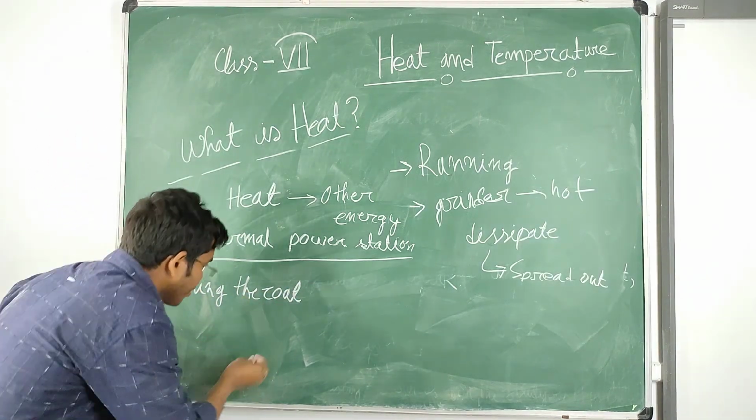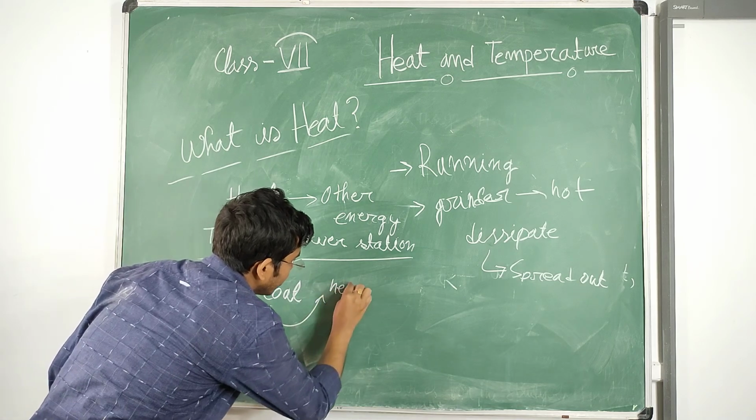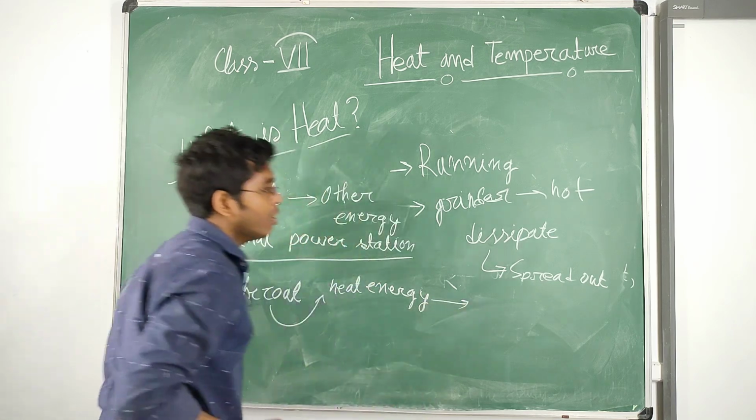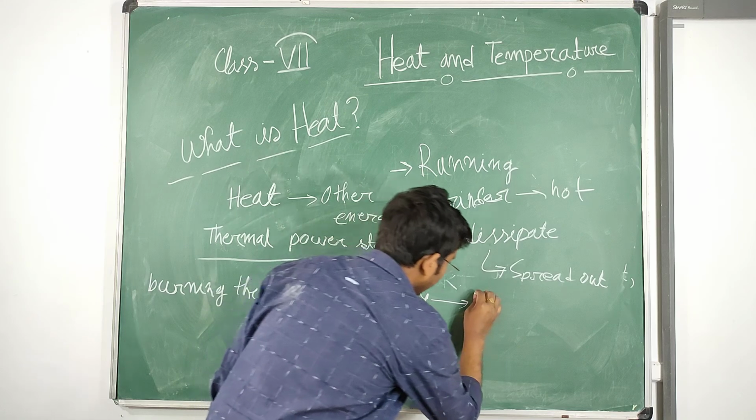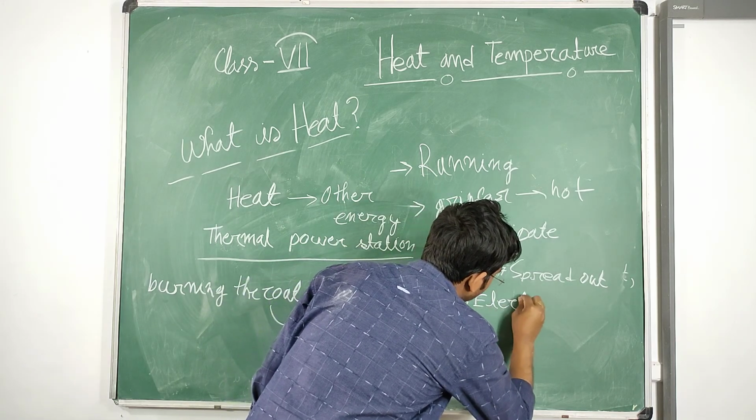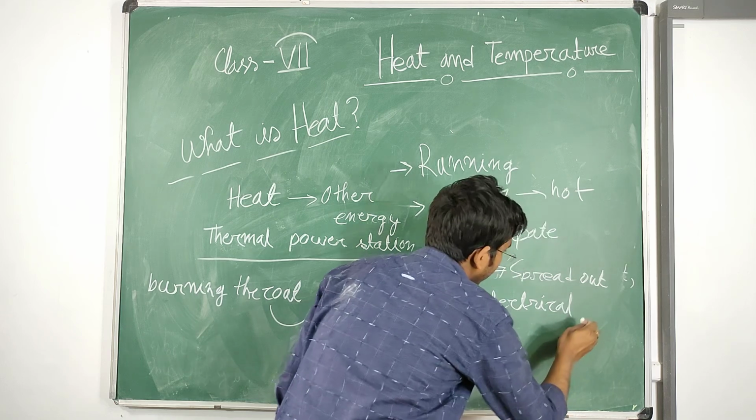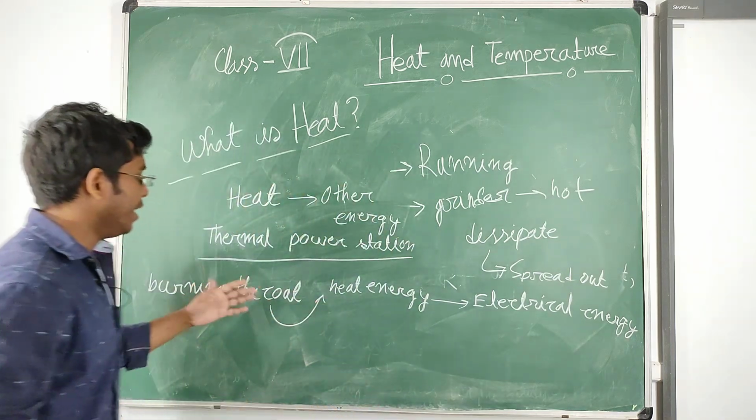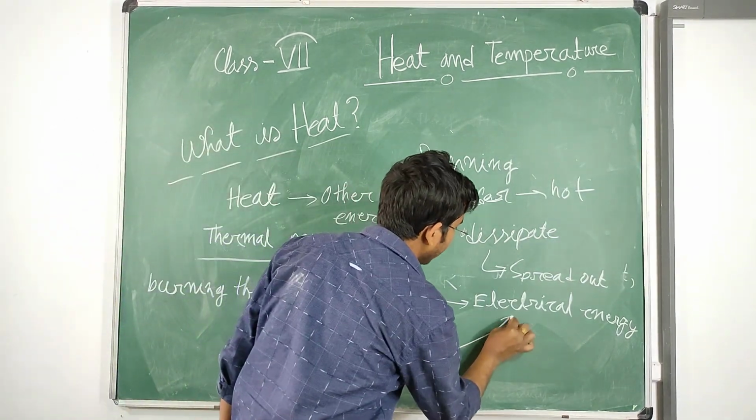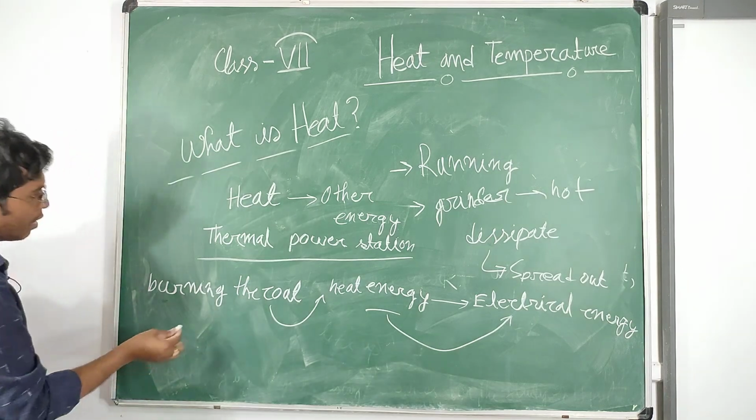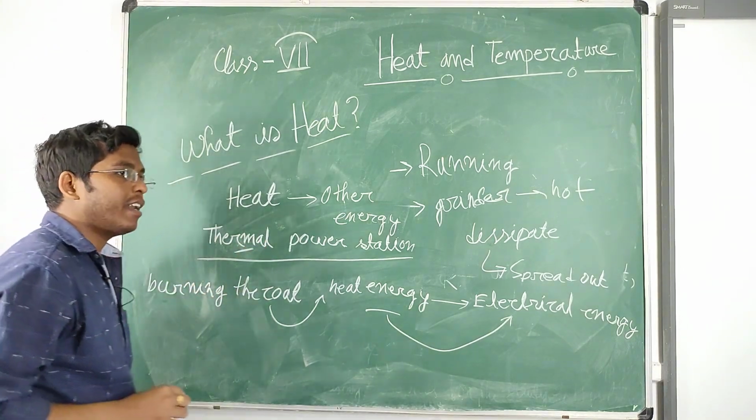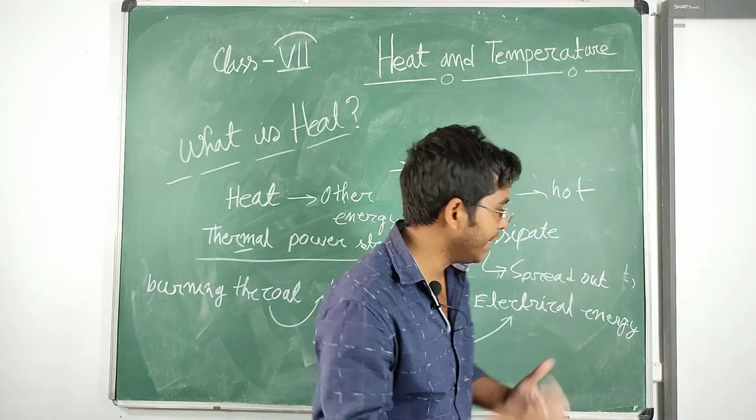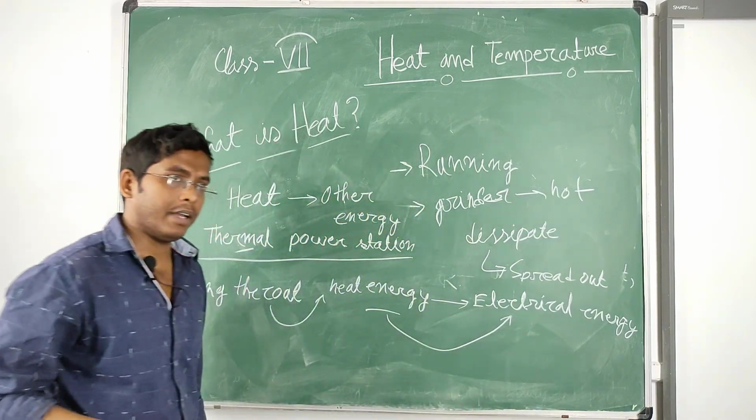What does that mean? It gives the heat energy, and heat energy is transferred to electrical energy. So here heat energy is transferred to electrical energy where? In a thermal power station. In a thermal power station, at first we burn the coal. Burning the coal gives you the heat energy, and heat energy is transferred to the electrical energy.